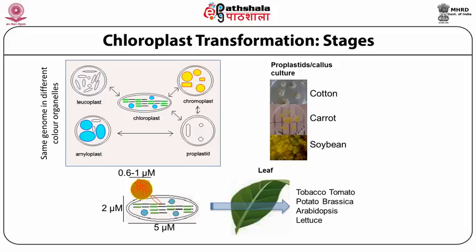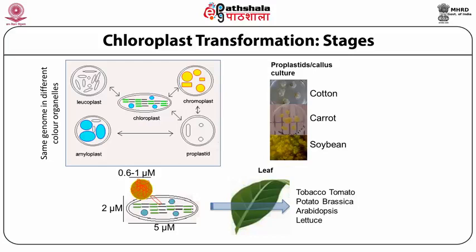When we want to transform leaves, we use tobacco, tomato, potato, brassica, Arabidopsis and lettuce. We use the leaf for chloroplast transformation. But when we want to transform crops like cotton, carrot and soybean, which are regenerated via callus culture or somatic embryogenesis, they are non-green, so we call them chromoplasts. These can be in different forms. We use callus transformation for this.